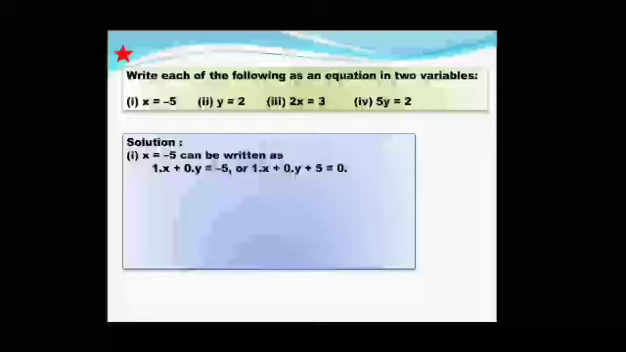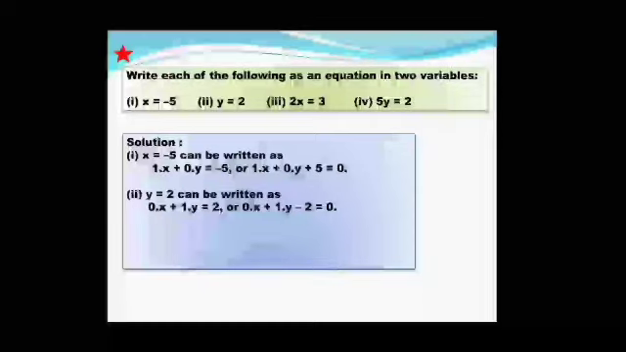There is only one variable. Y is missing here. So we can write this equation in the form 1 into x plus 0 into y equals to minus 5. And when we shift this minus 5 into left hand side, we will get 1 into x plus 0 into y plus 5 equal 0.